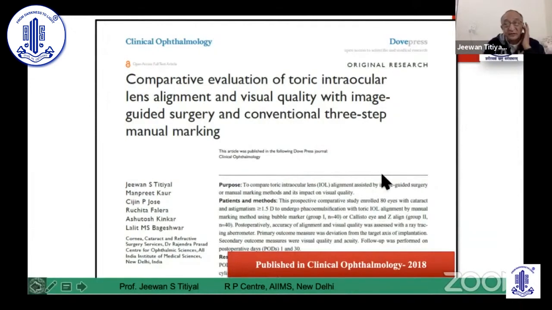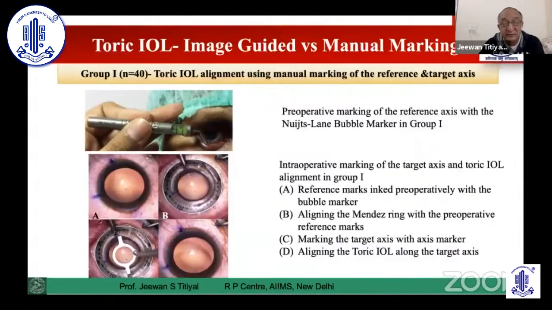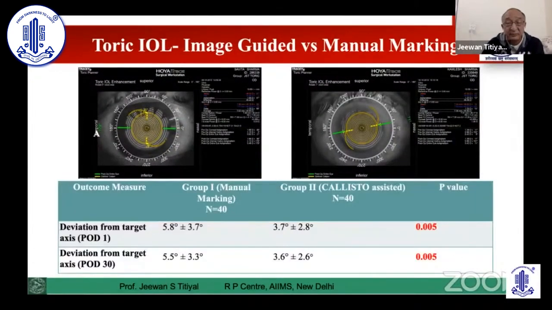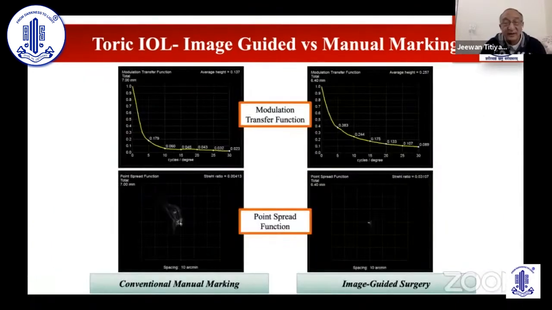This is our initial result of comparing manual versus image guided surgeries. And we found that image guided surgeries would definitely be better. So this was group 1 manual marking and group 2 Callisto marking, and had a significantly better relation on post-op assessment with EyeTrace, showing that in the image guided system we had lesser deviation from the main axis in these patients. And the other important thing was visual acuity was comparable, as I said in the beginning also.